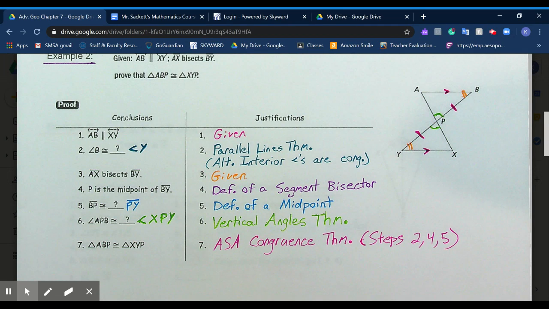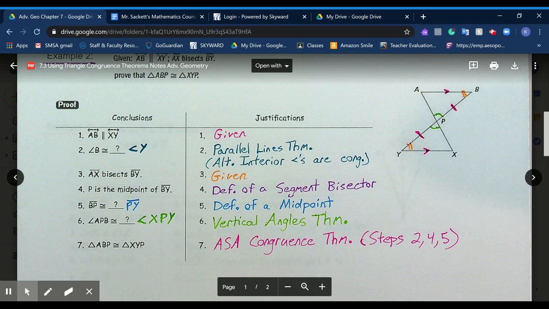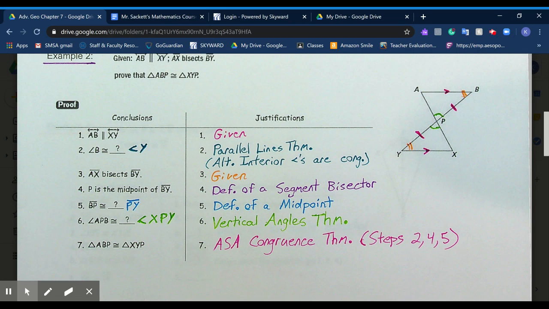So what you'll notice as we work through these, all of these proofs are going to be based on the title of this section, using our triangle congruence theorems. So your answers and these final justifications should be one of the triangle congruence theorems that was introduced in the last section.